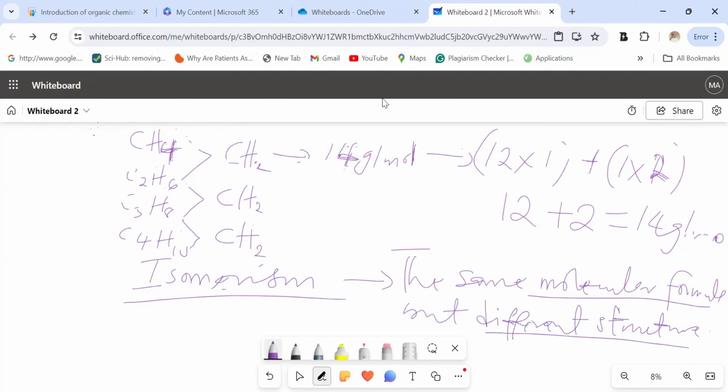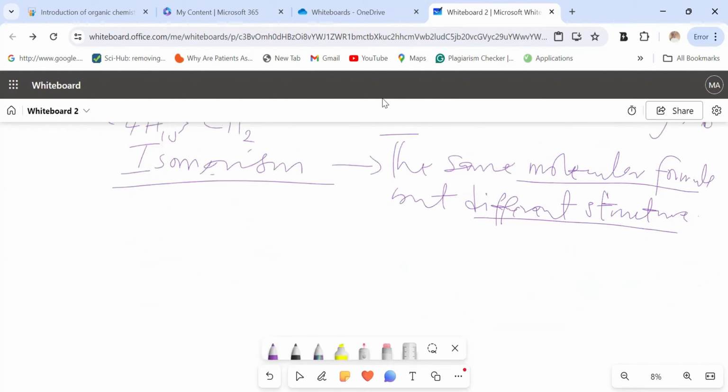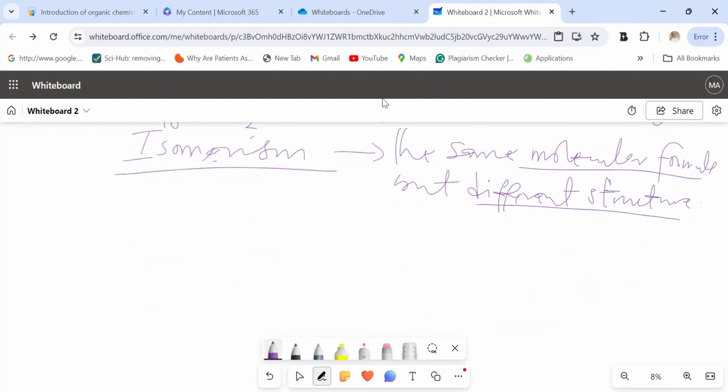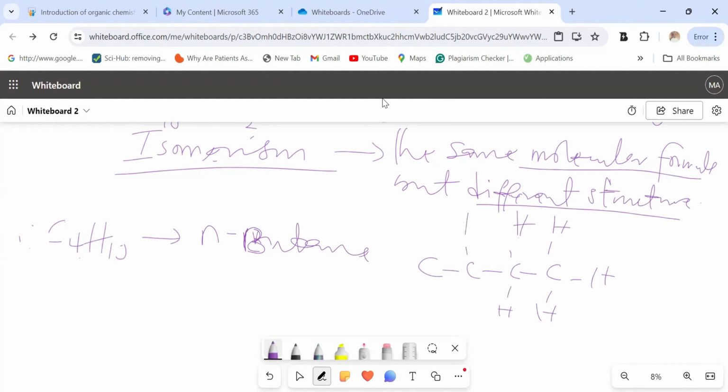It may be possible that you can have compounds with the same molecular formula but different structure. Like for example, let's say you have C4H10. You can call this one n-butane, that is normal butane. If you want to draw the structure of n-butane, you have carbon to carbon, 4 carbons, and then you have hydrogen throughout.